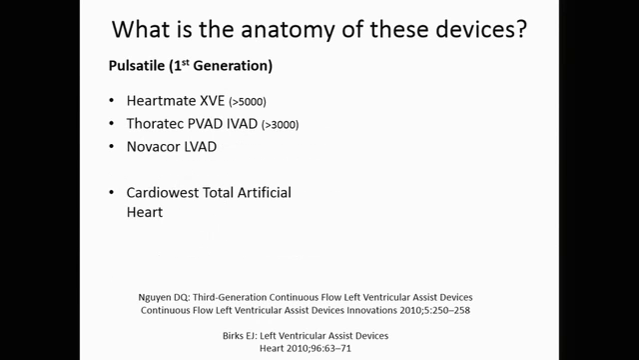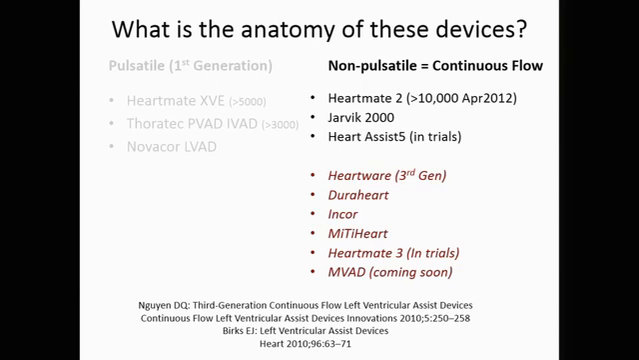And so the first generation devices are the HeartMate XVE, which is no longer in use, the Thoratec PVAD and IVAD, both of which are still out there, the Novacor LVAD, which is also still out there, and the CardioWest Total Artificial Heart, which is probably increasing in popularity nationally and internationally. The problem with pulsatile devices is that they have valves, and valves fail over time, and so the second generation devices are originally referred to as non-pulsatile.